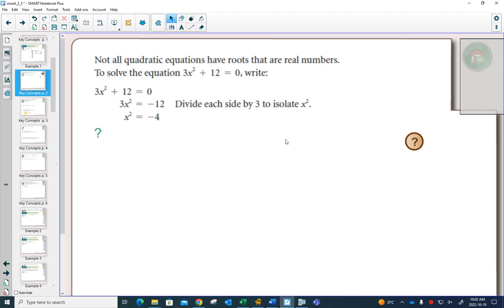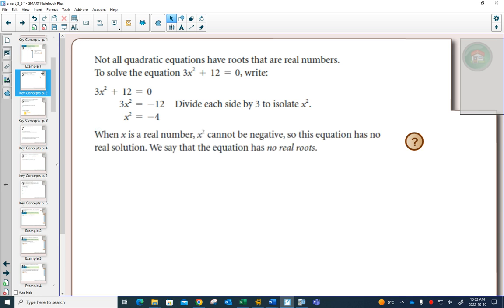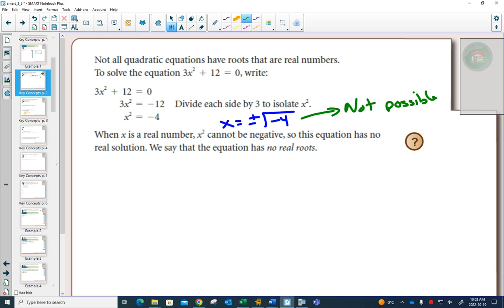So for questions where something is squared, it makes sense that the opposite of squaring is square rooting, and that solves your question. Now, sometimes you might get an equation like this one, where when you go to square root both sides, the right-hand side is a negative. And so you would have plus or minus the square root of -4. But this is not possible, because you are not allowed to take the square root of a negative number.